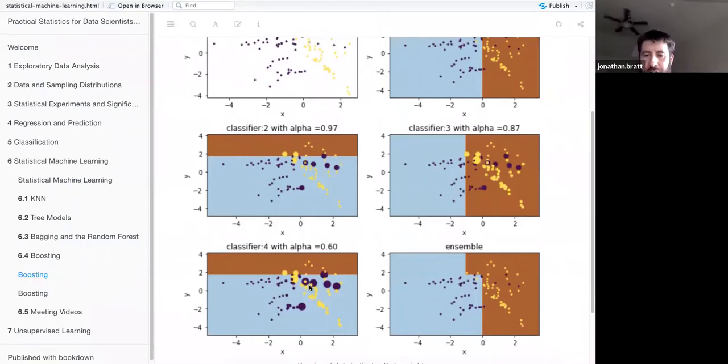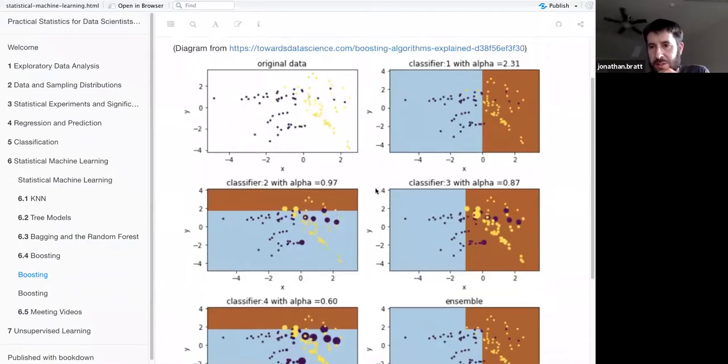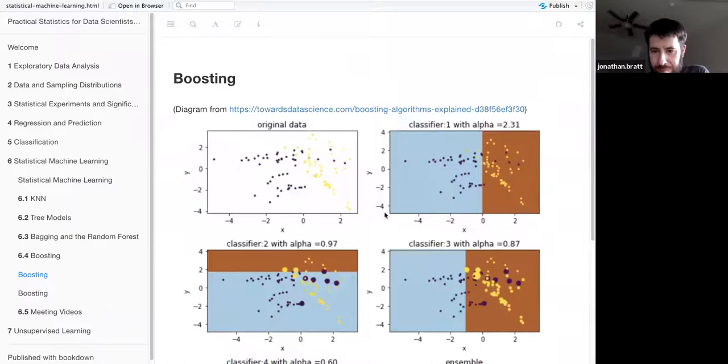And so those get bigger. And so you draw another classifier that tries really hard not to misclassify the examples with the new weights. And if you do this, you can do this for as many rounds as you want. And then your final model is taken by averaging the predictions of all these together with these weights.